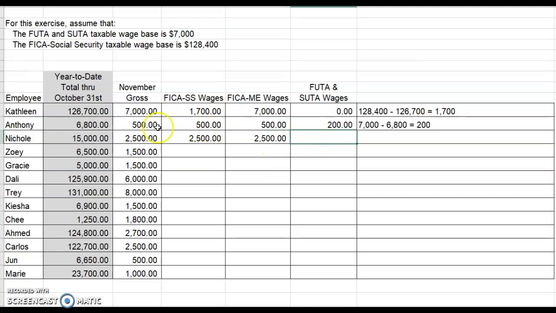Before November, Nicole had already earned $15,000 in gross wage. This is in excess of the FUTA and SUTA wage base of $7,000. Accordingly, all FUTA and SUTA tax has already been paid for Nicole, and all of her November wages are exempt from FUTA and SUTA tax. So put 0 in her FUTA and SUTA wages column.